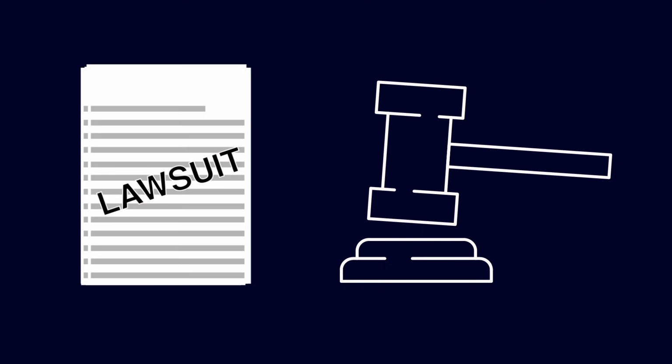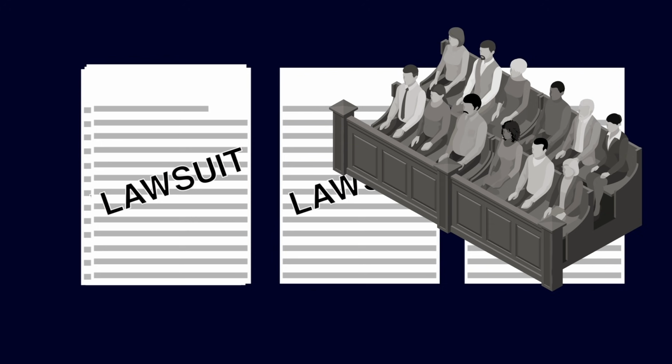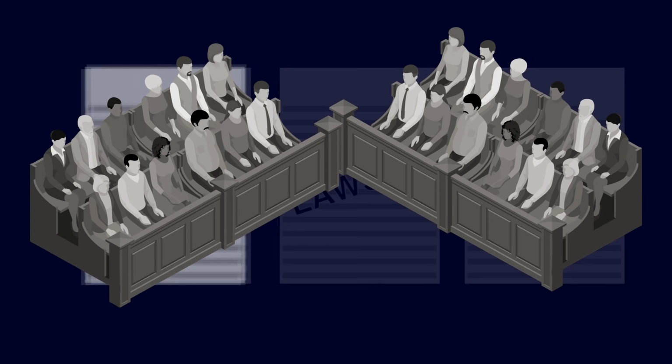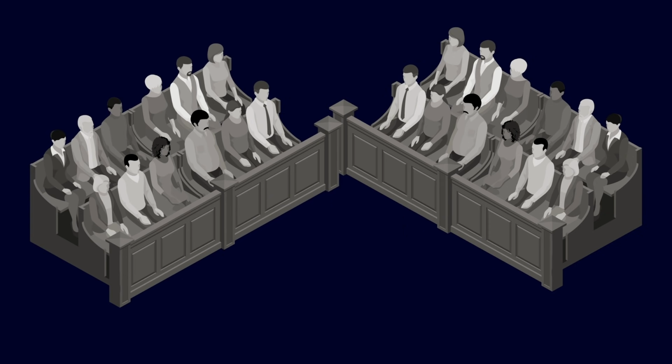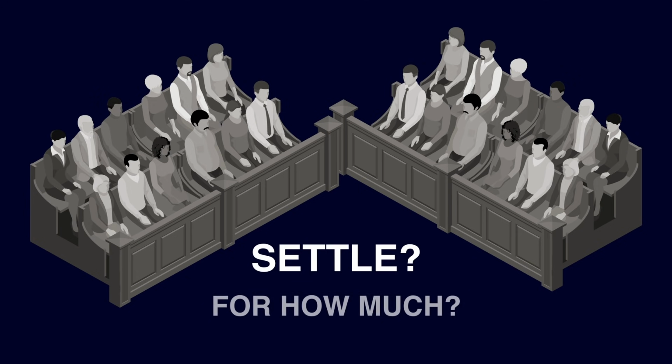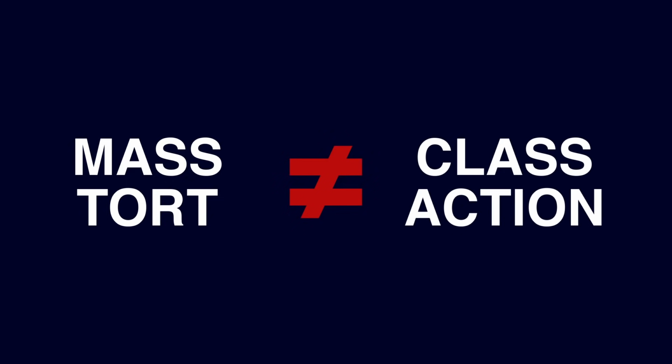Once the case is far enough along, a few cases are chosen to go to trial to test how all the cases might come out in court. Once both sides know how those juries decided, they can discuss whether and for how much to settle the other cases. A mass tort is different from a class action.